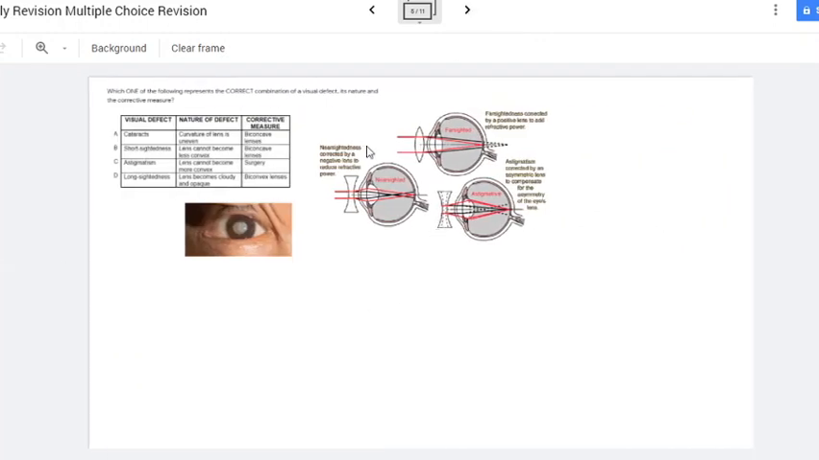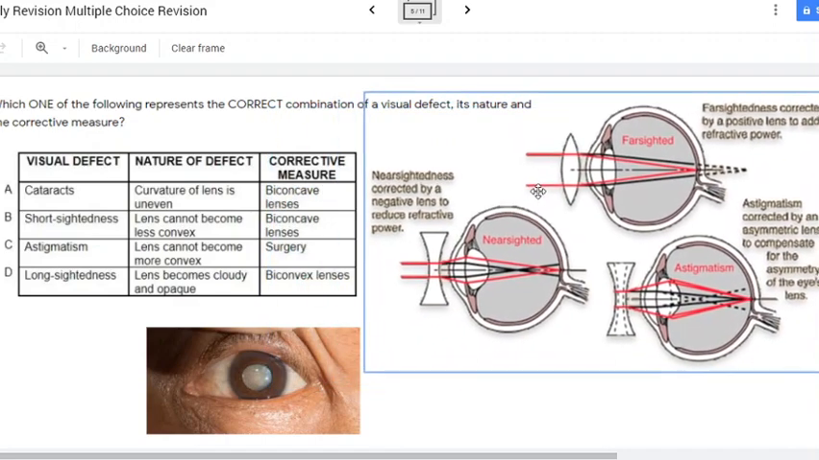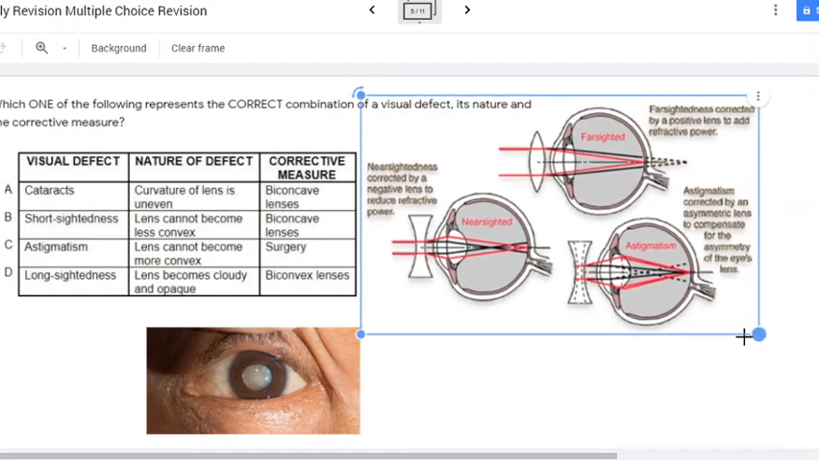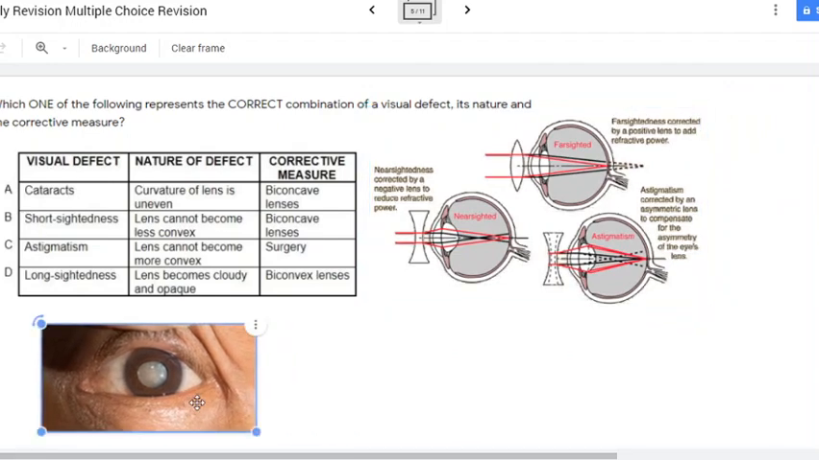Then, which one of the following, let me just move this diagram a bit so you can completely see this diagram, because it might be a bit out of your screen. There we go. Which one of the following represents the correct combination of visual defects, its nature, and the corrective measure?